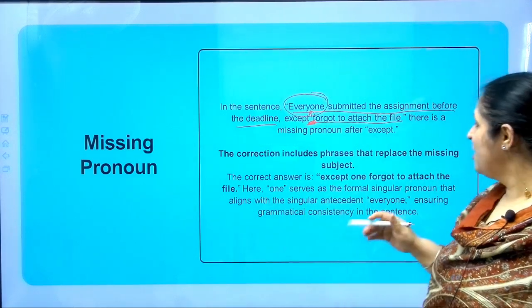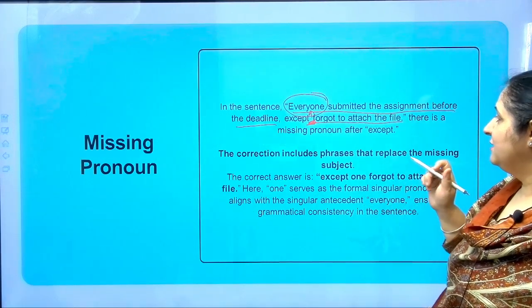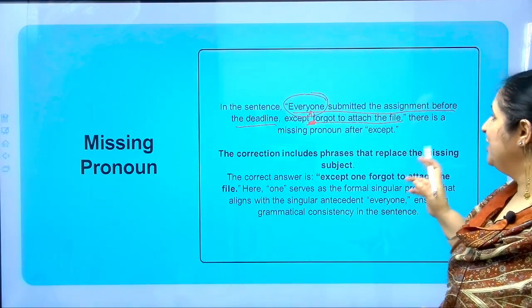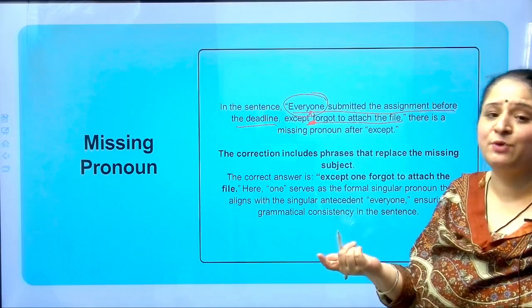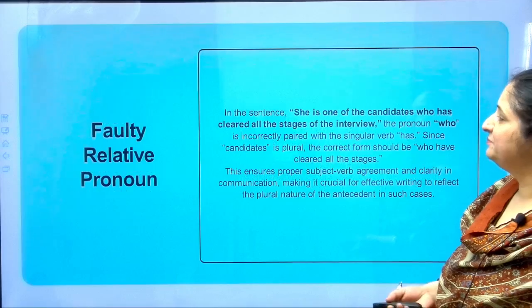Is that clear, students? Alright, so what is the correct way to write this sentence? Everyone submitted the assignment before the deadline except one who forgot to do it. Right? Okay, let me go to the next case.